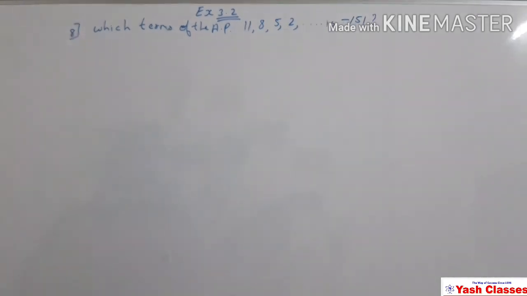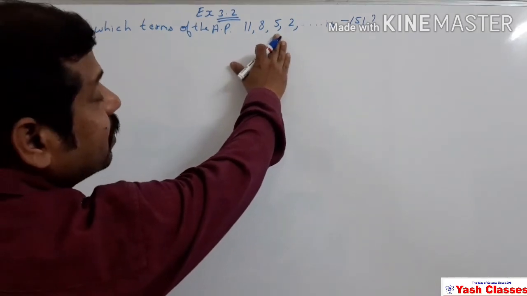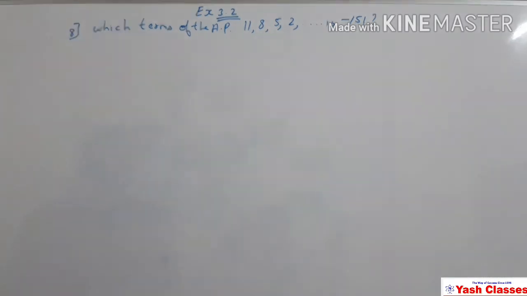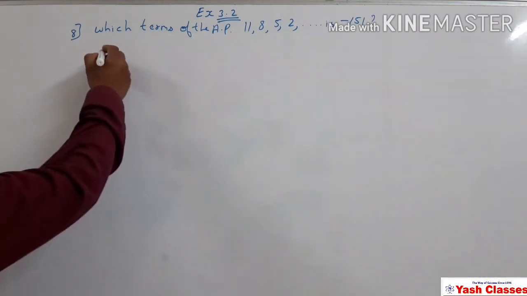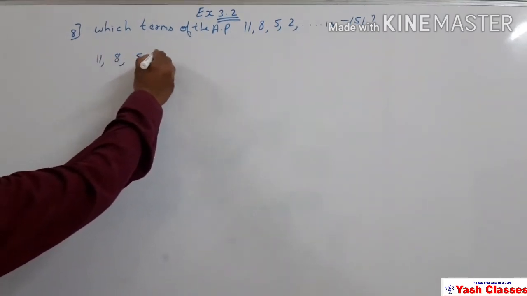Exercise 3.2, sum 8. Which term of the AP 11, 8, 5, 2, ... is the last term minus 151? We have done sums like this, where the difference was divisible by 5: 100, 105, 110, and the last number was 995. Similarly, here you have to find n.